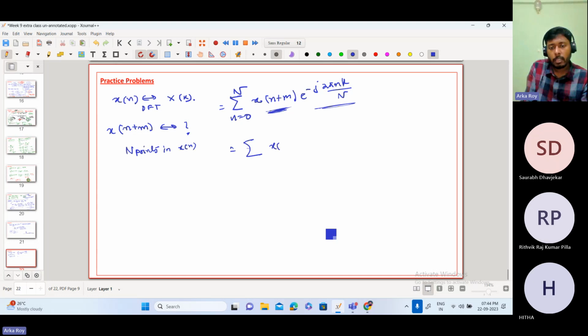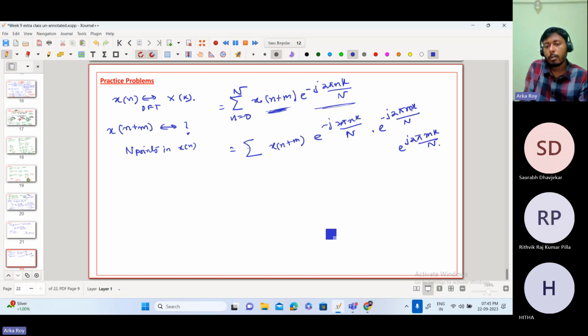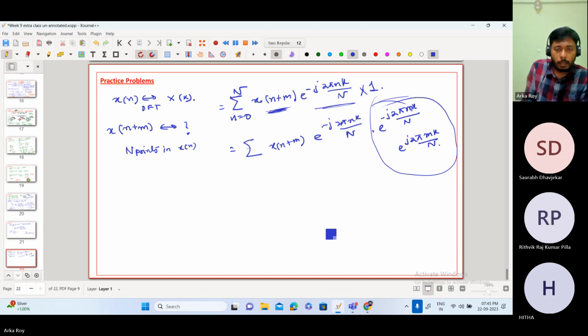So the adjustment will be x of n plus m and e to the power minus j 2 pi n k by N, multiplied with e to the power minus j 2 pi m k by N, and e to the power j 2 pi m k by N. So effectively, I am multiplying by a 1. Let me write a 1 here: I have multiplied by 1, and this 1 I am expressing by these two factors, and the summation is running over the same range.